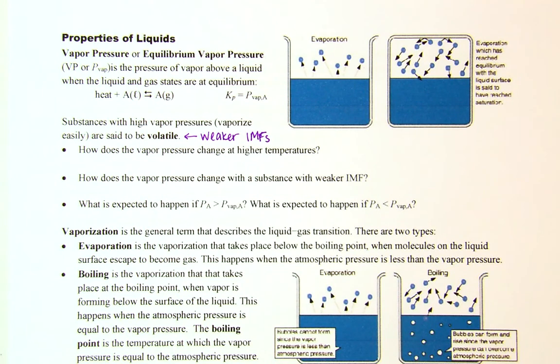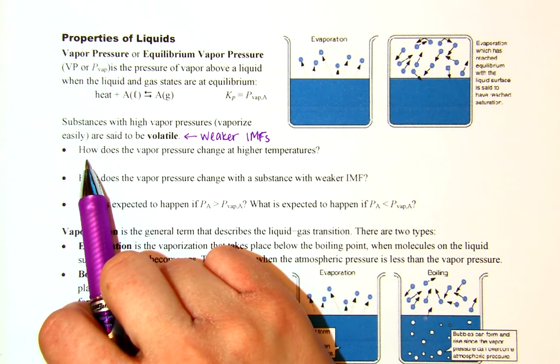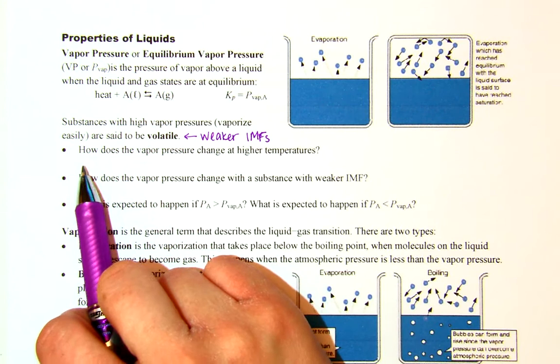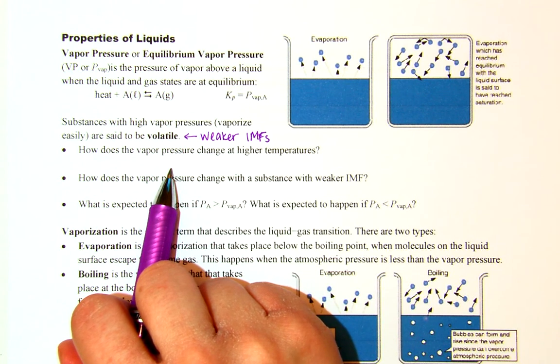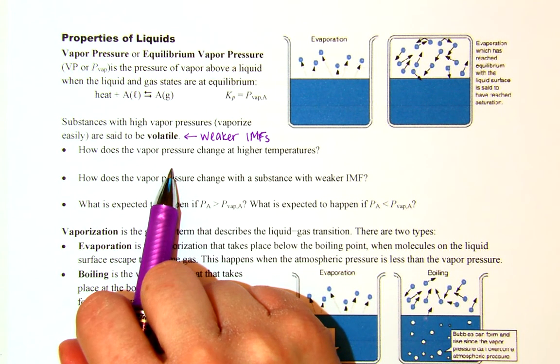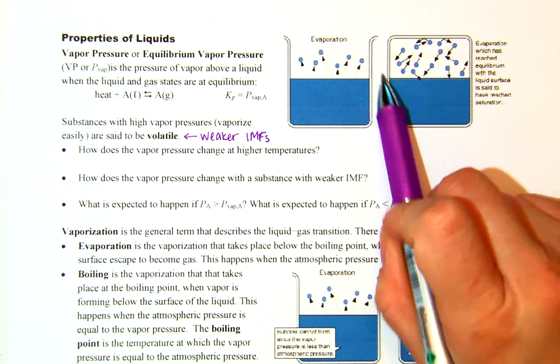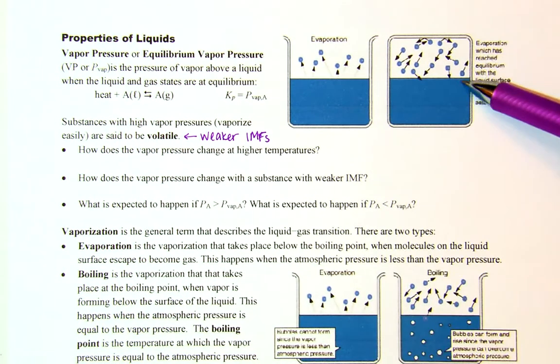Okay, so hopefully you were able to take a second and write down what you think. So how does the vapor pressure change at higher temperatures? Turns out as the temperature increases, you are putting more kinetic energy into your liquid. If you're putting in more kinetic energy, the molecules move faster. If they move faster, they can escape the liquid phase and go into the gas phase. If you have more gas molecules, you have more pressure. And that pressure above here is called vapor pressure. So your vapor pressure is going to increase.